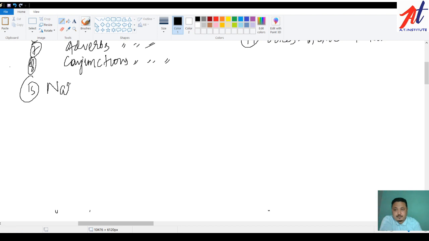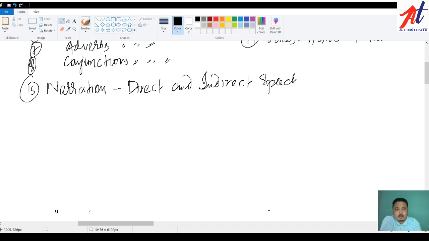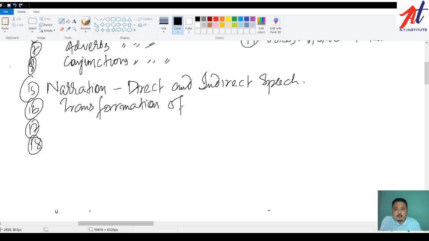The narration, that is direct and indirect speech. 16, 17. Okay. So narration, after narration we have transformation of sentence. Transformation of sentence is like its last chapter.